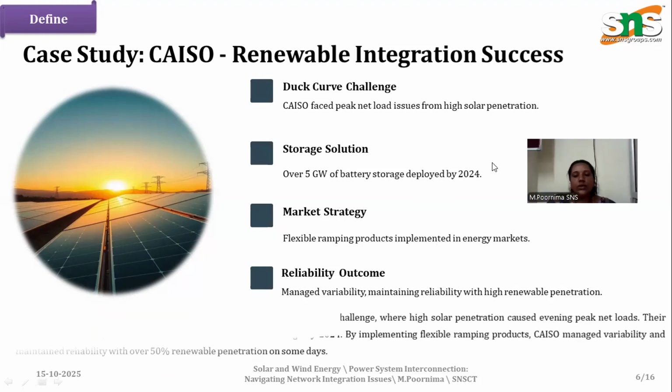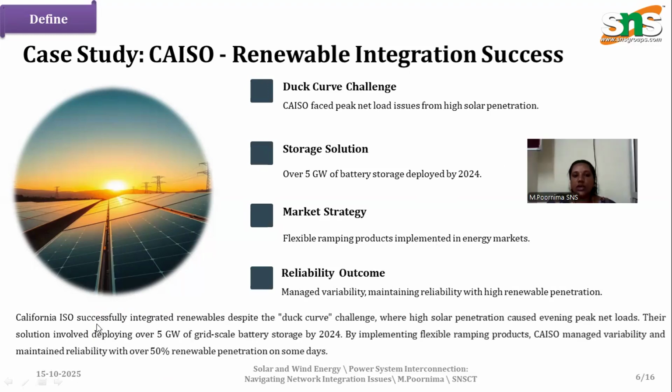Finally, California ISO successfully integrated renewable energy despite the duck curve, where high solar penetration causes an evening peak net load. Their solution was 5 gigawatts of battery storage capacity by 2024. By implementing the flexible ramp product, CAISO maintained reliability with over 50% renewables on some days.